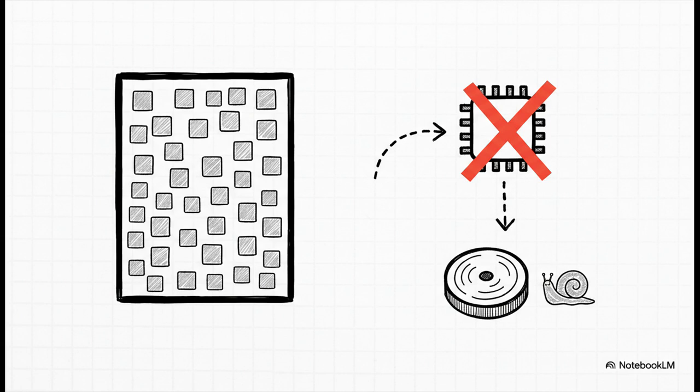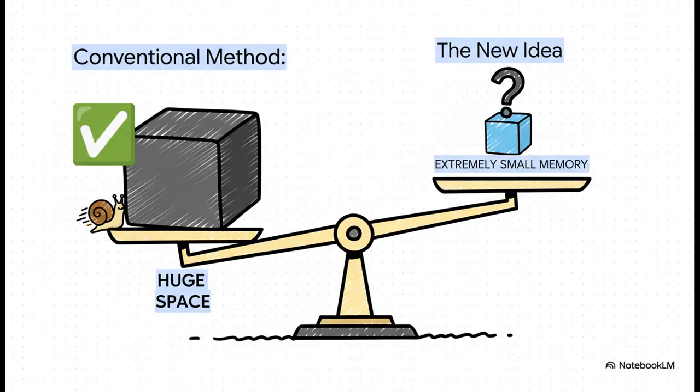So big, in fact, that it often won't fit in the computer's fast, easy-to-reach memory. It has to get pushed off onto something much slower, like a disk. And that just kills your speed. So you're stuck, right? You've got this choice. The conventional method is perfectly accurate, but it's a space hog, which makes it slow. Bloom's new idea promised a tiny memory footprint, but what's the catch? What's the price you have to pay for that incredible efficiency?